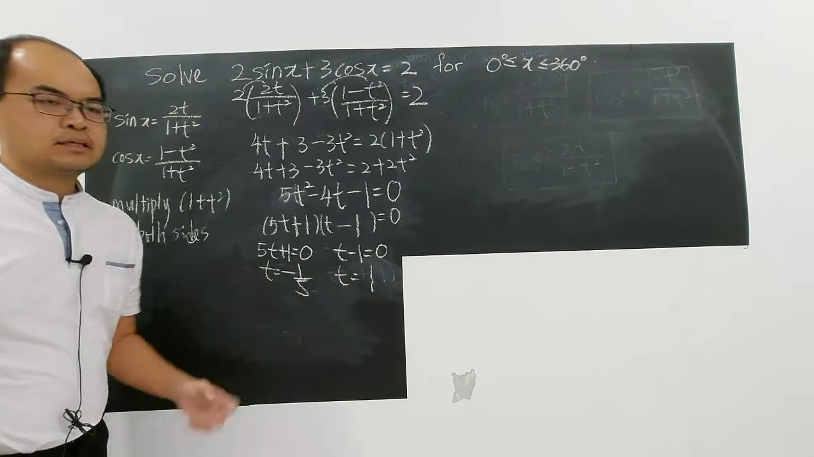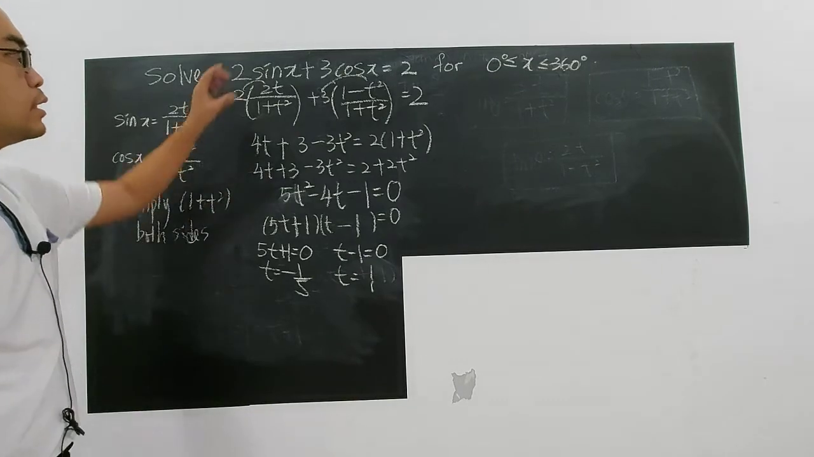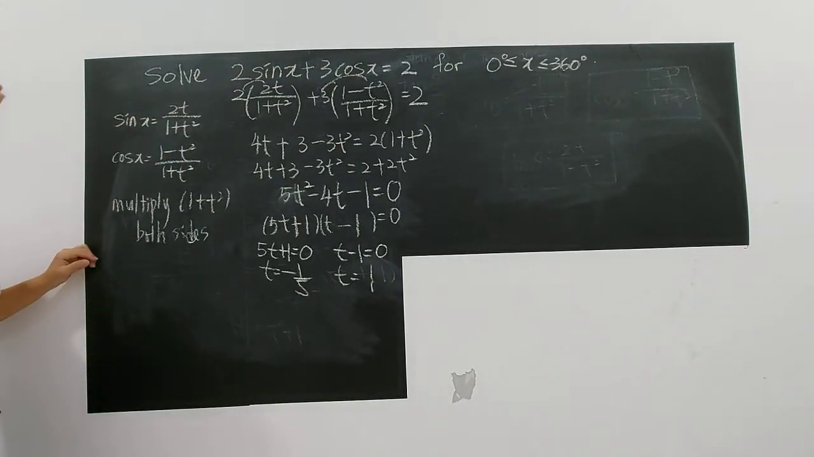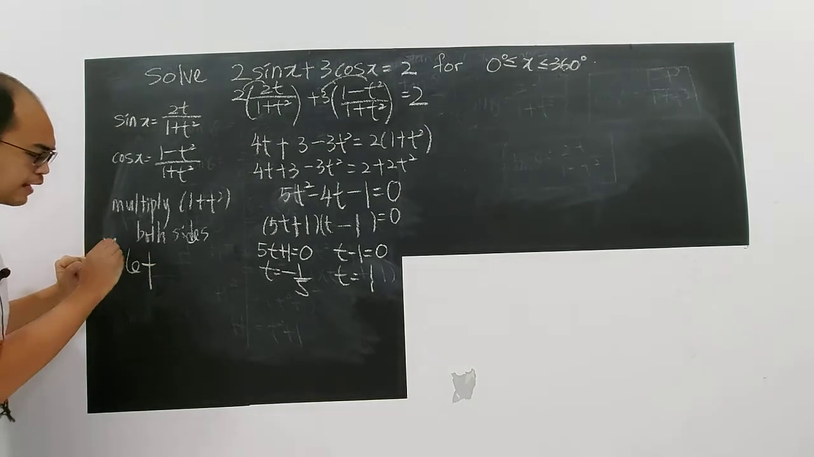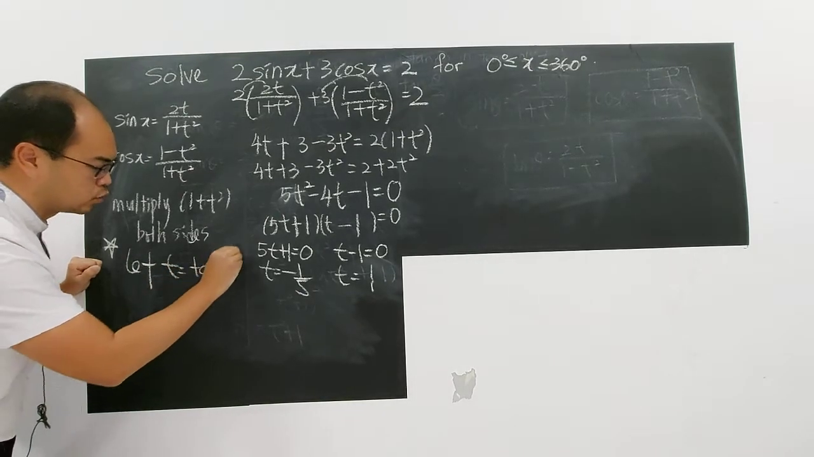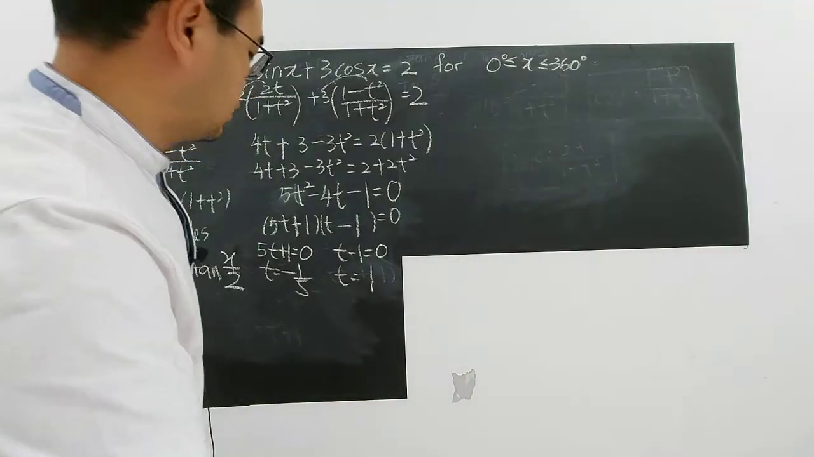But t is the solution for this quadratic, and what I want is actually x, right? So I forgot something that you actually need to write. You need to state that, let t be tangent x over 2 in this case. Okay, now tangent x over 2 in this case.